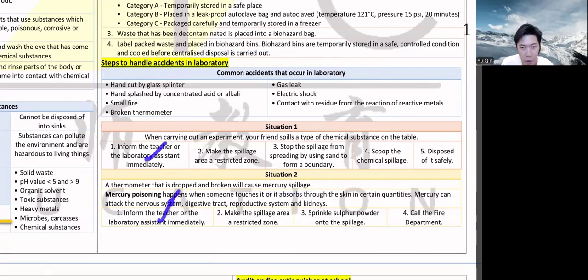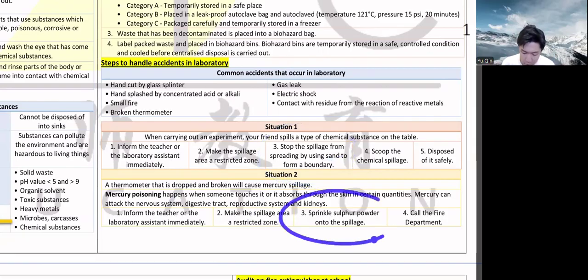Number 1 is to tell the teacher. Number 2 is to form a restricted zone, like you tell your friend, hey, don't come near, dangerous, right? Don't come near the restricted zone. Number 3 is what is different here. If it's a normal chemical, we will just use sand to form a boundary so that the liquid or whatever chemical doesn't flow away.